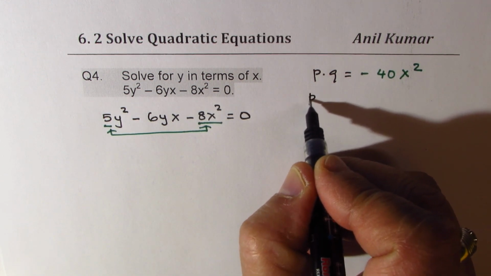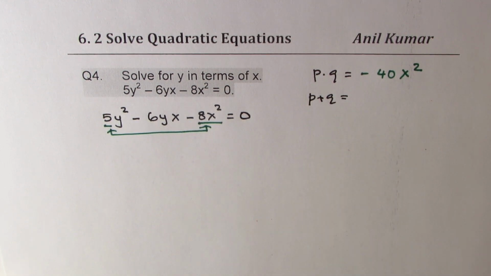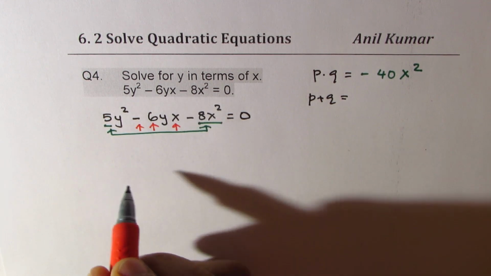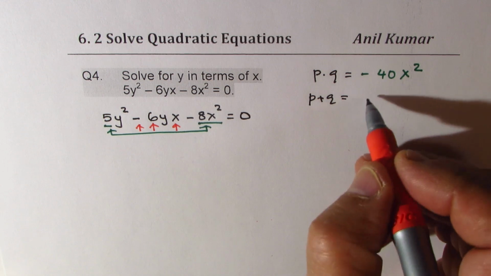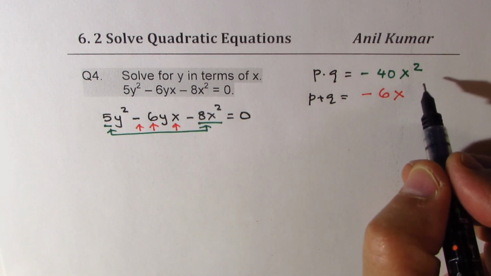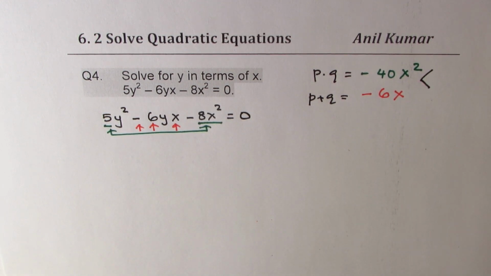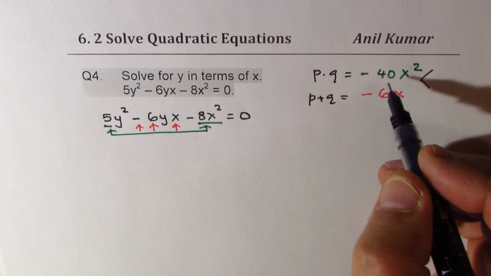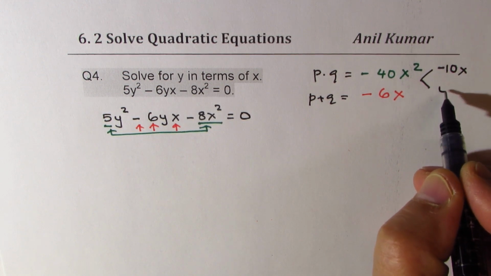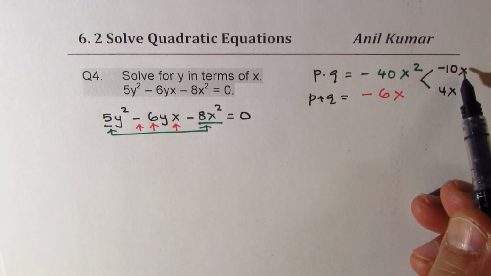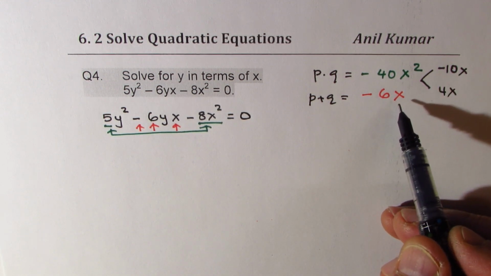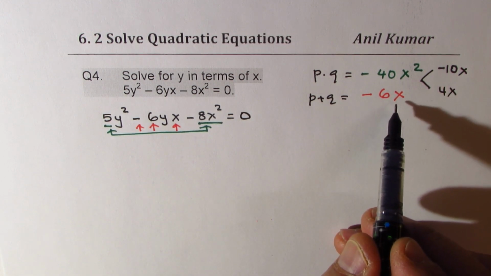And what should be the sum of these two numbers? Sum of these two numbers should be equal to 6x with a negative sign, correct? We are treating the equation in y now. So we are looking for minus 6x. How do we get this combination? Correct? 4 times 10 is 40, the bigger number being negative. So if I take minus 10x and 4x, we satisfy, correct? Multiplying these two, minus 40x square, and the sum is minus 6x. Does it make sense to you? Correct? This is very critical to understand.